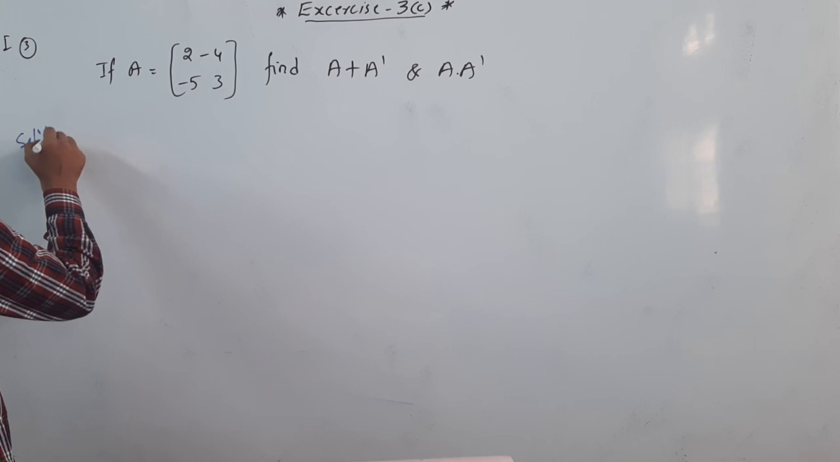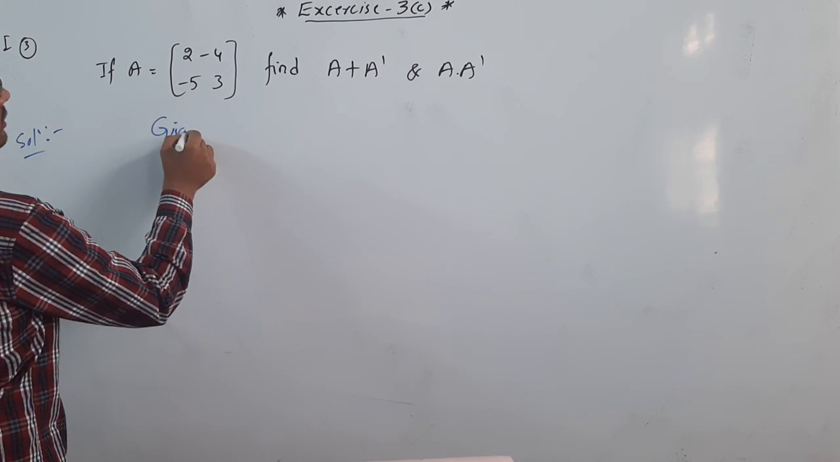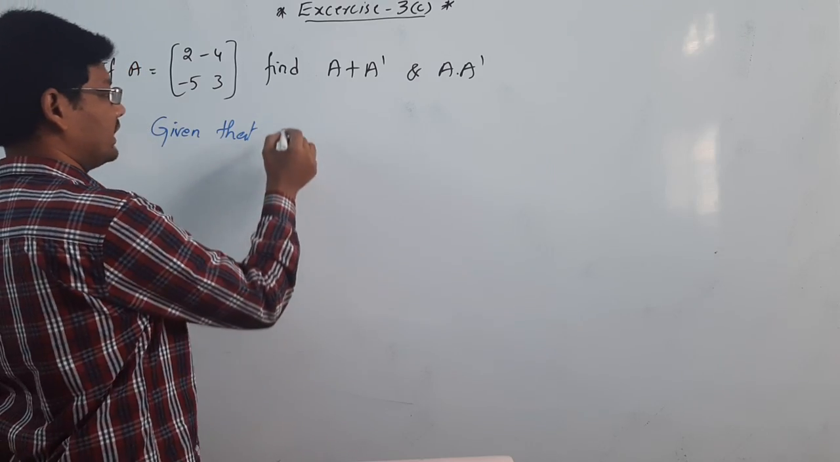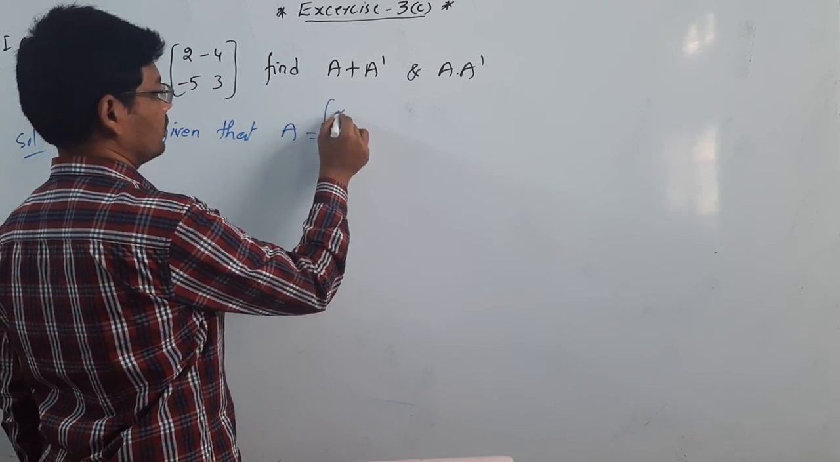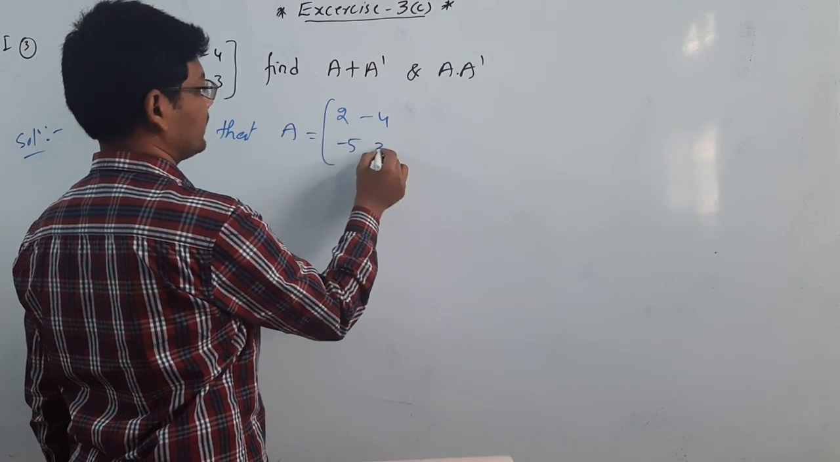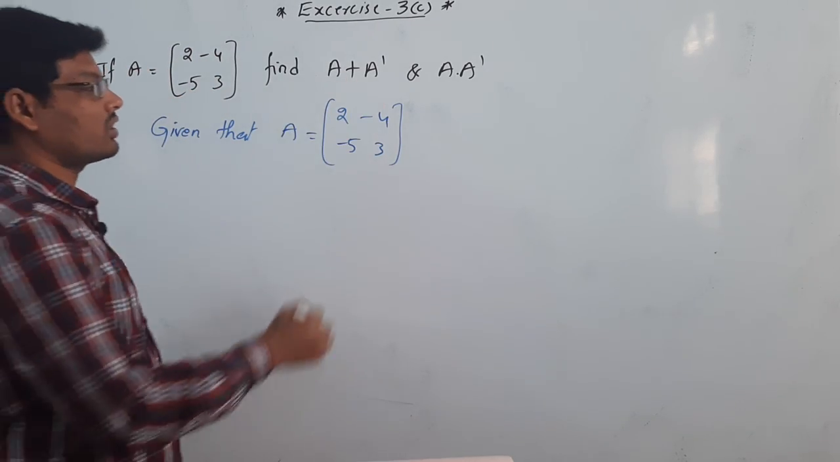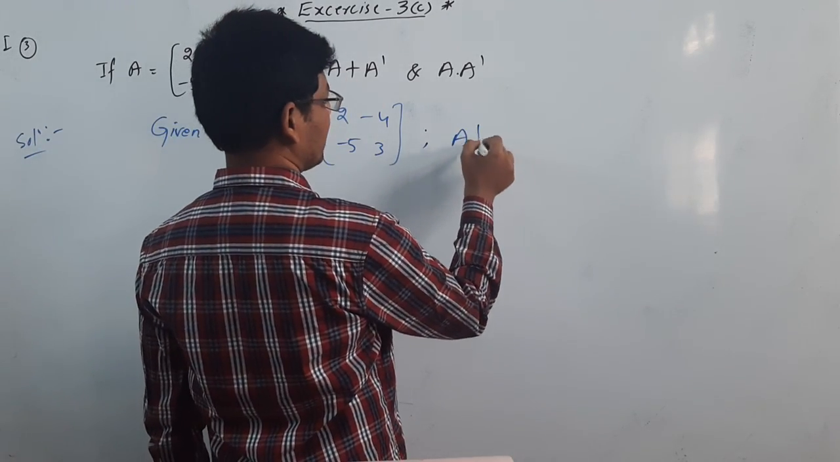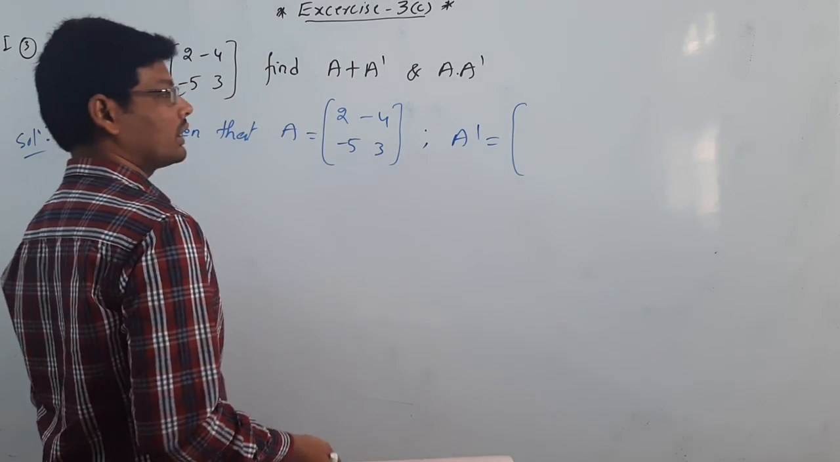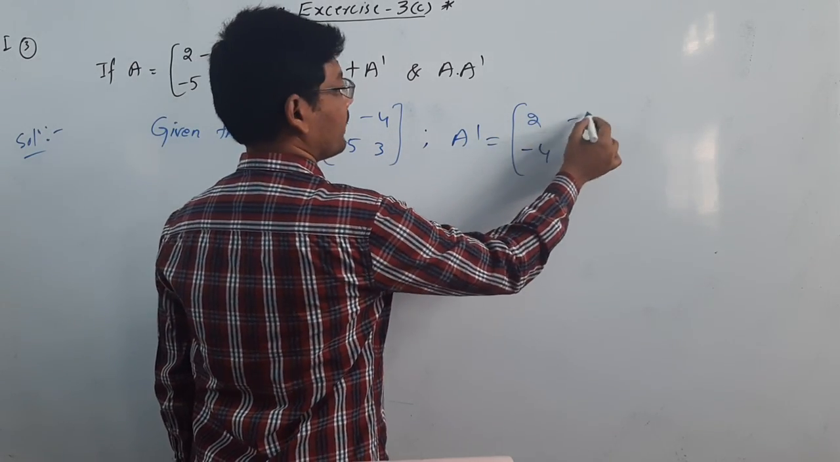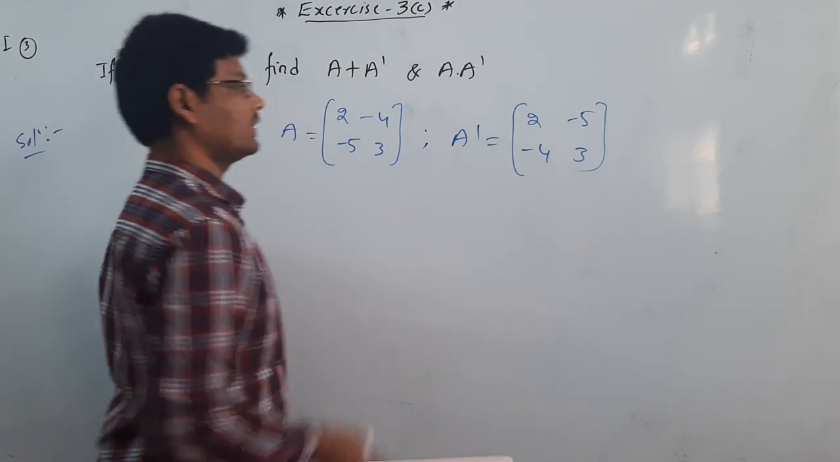Solution. Given that he is given a 2 by 2 matrix, that is A is equal to 2 minus 4 minus 5 3. This is a 2 by 2 matrix, and let's find A dash for this one. A dash is nothing but the transpose, changing of rows into columns or columns into rows: 2 minus 5 minus 4 3. This is the A dash.